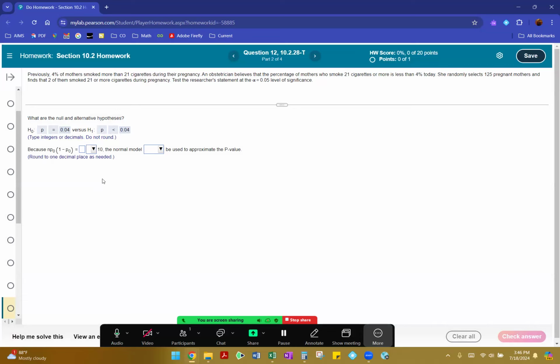Now we need to see if we can use the normal distribution, or would we have to use the binomial distribution, since this may not be a normal distribution kind of problem. So let's take a look at this calculation here. You can see we need to multiply n times p sub 0 times 1 minus p sub 0. Of course your n is going to be the sample size. In this case, we're talking about selecting randomly 125 pregnant mothers. So that's our n value.